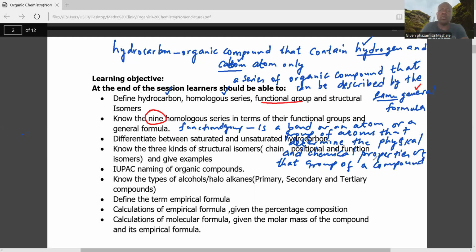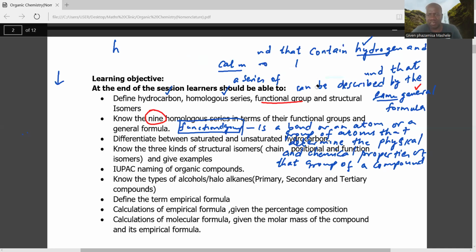So now, what do you mean by a functional group? A functional group has to do with the physical and chemical properties. For example, if you say this is an alcohol, how do you see that this is an alcohol? That is called a functional group. It's the one that determines the physical and chemical property of a group of that organic compound. So it's very important for one to be able to recite these definitions, particularly under nomenclature.